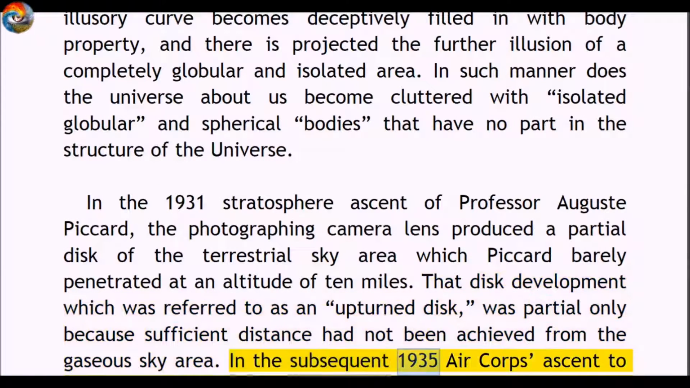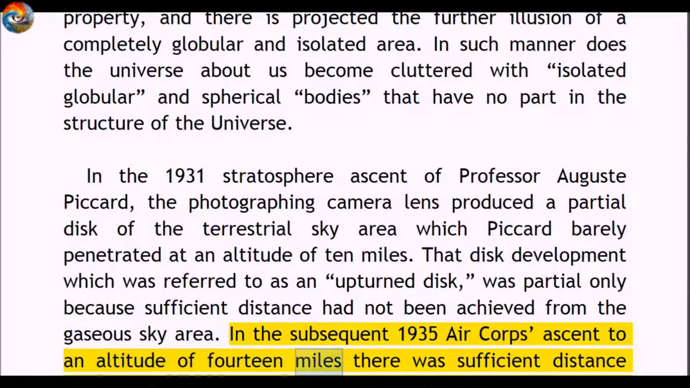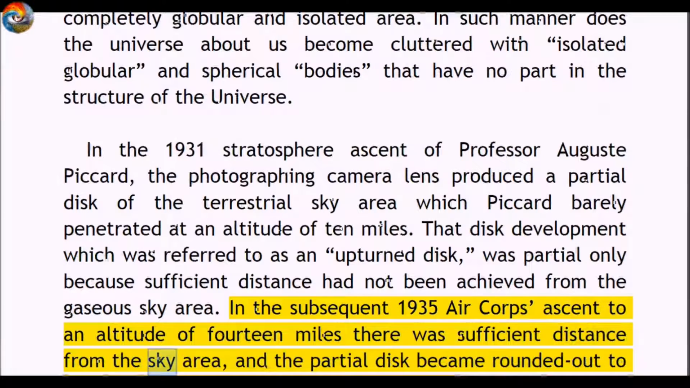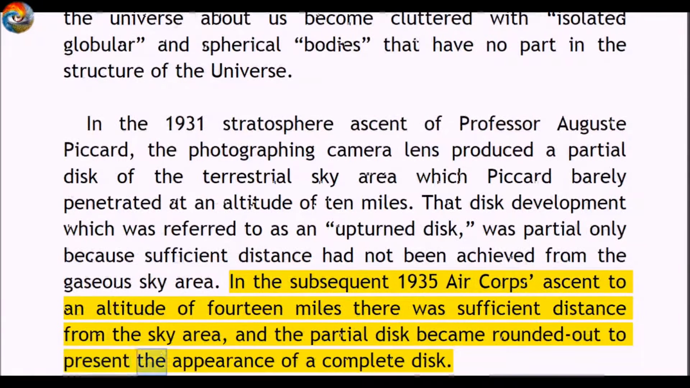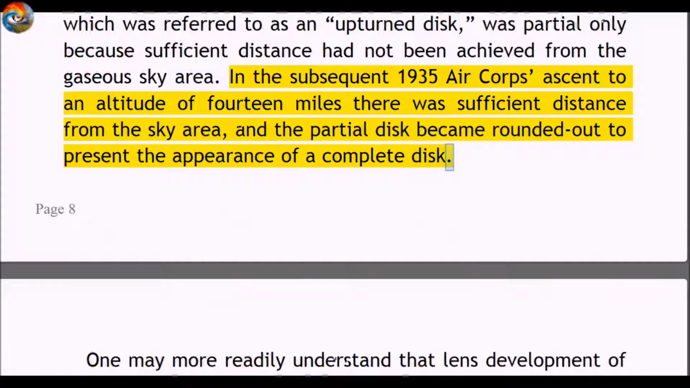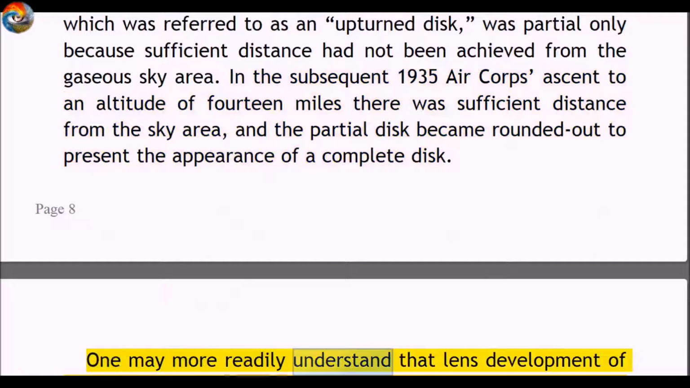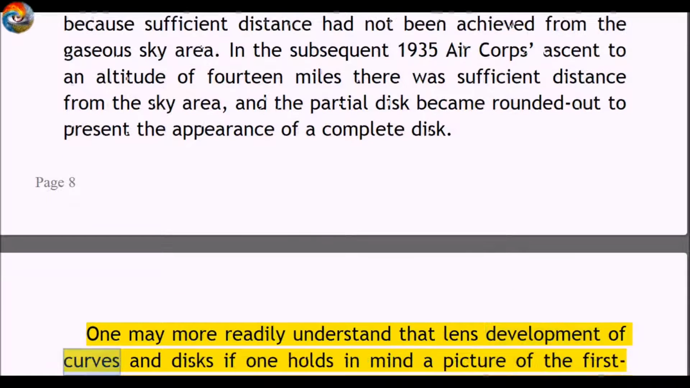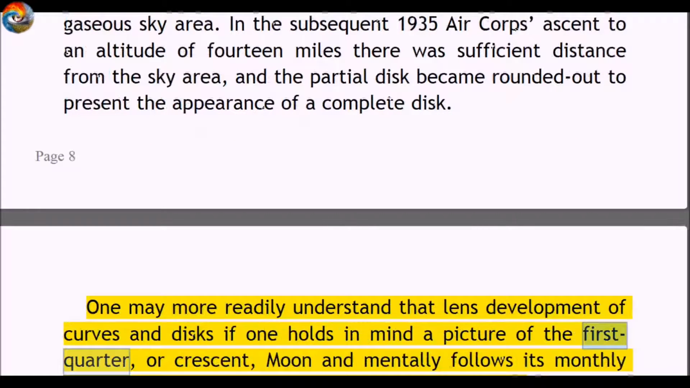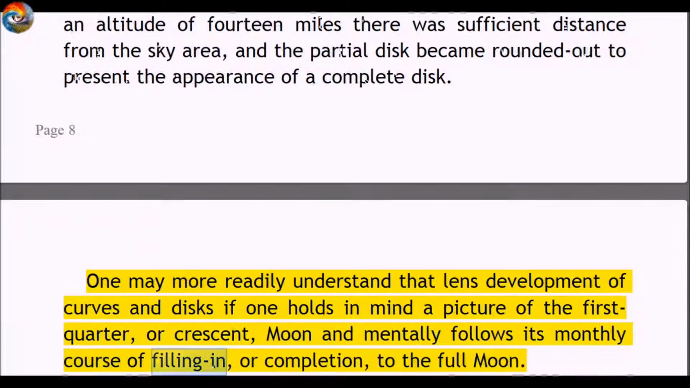In the subsequent 1935 Air Corps ascent to an altitude of 14 miles there was sufficient distance from the sky area, and the partial disk became rounded out to present the appearance of a complete disk. One may more readily understand that lens development of curves and disks if one holds in mind a picture of the first quarter, or crescent, moon and mentally follows its monthly course of filling in, or completion, to the full moon.